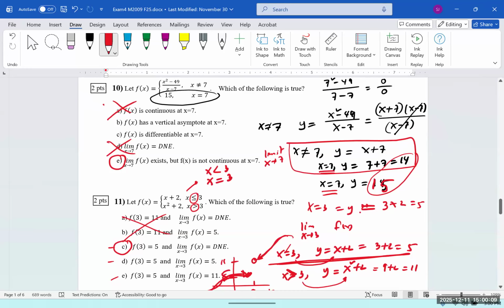And that's how you do multiple choice questions. Show work, pick the correct choice. If you don't pick anything, it's 0. It doesn't matter how much work you have.